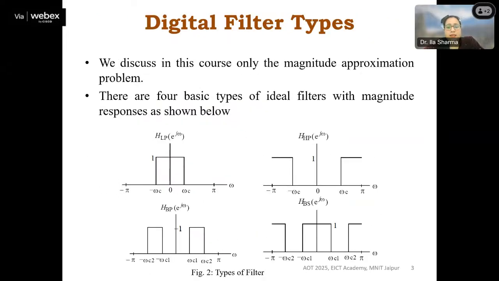Okay. Then again, this basic picture, these basic 4 types which we have in our mind, you can observe: these are ideal low pass, ideal high pass, ideal band pass, and band stop. And these 4 types of filters can be designed using FIR filters and can be designed using IIR filters.